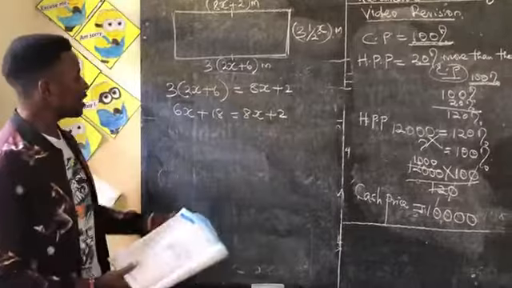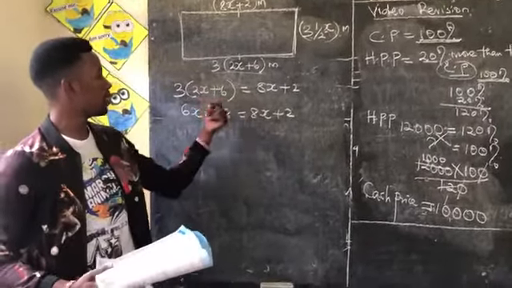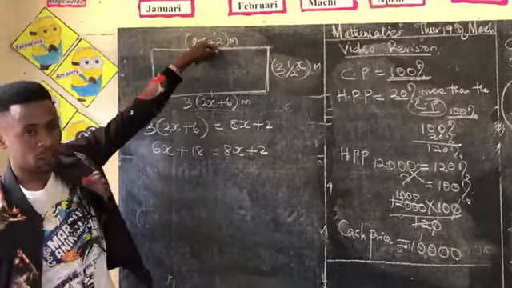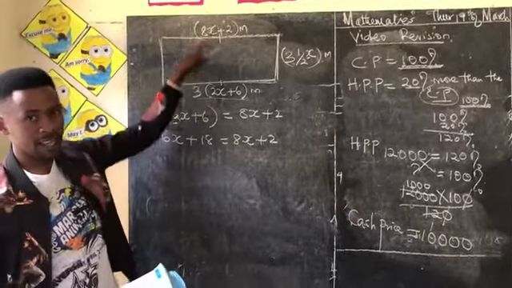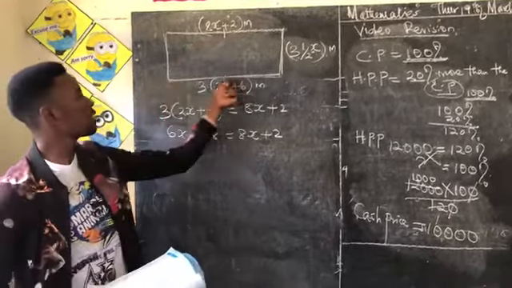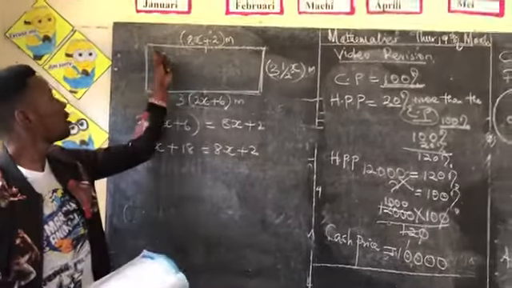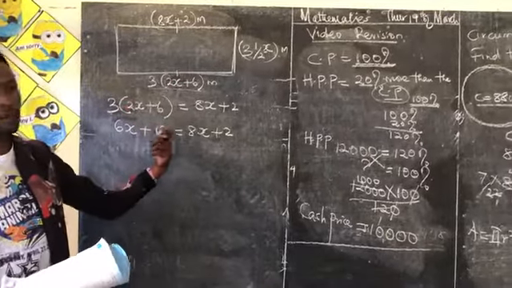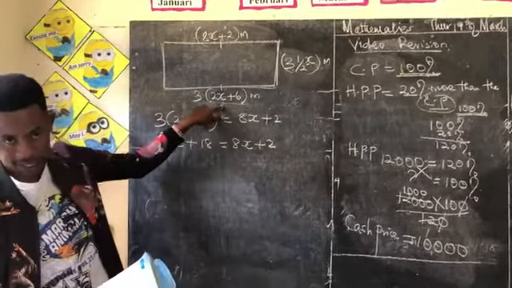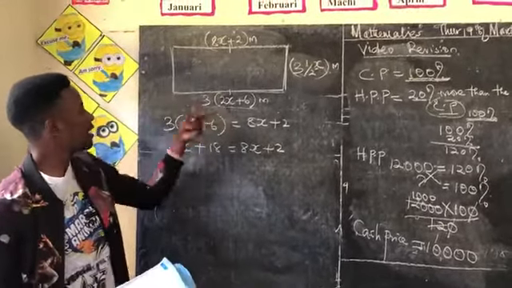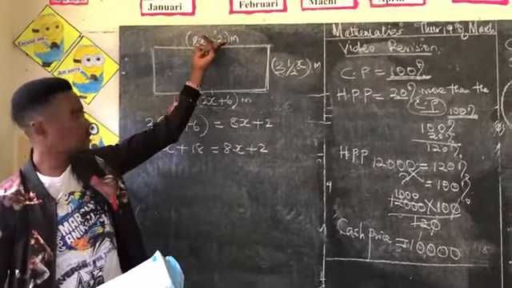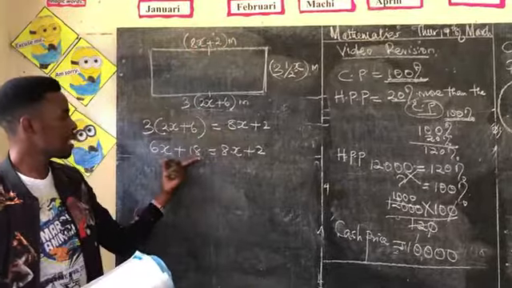I started by saying the reason why we formed this equation, that 3 into bracket 2x plus 6 is equal to 8x plus 2, is because these two sides are equal. So if this, for instance, was 25 centimeters, this one will also be 25 centimeters. And then to find the value of x, we have to equate these two expressions. The expression on this side is the same as the expression on the other side, which gives you such an equation.